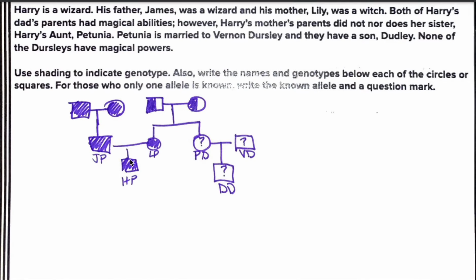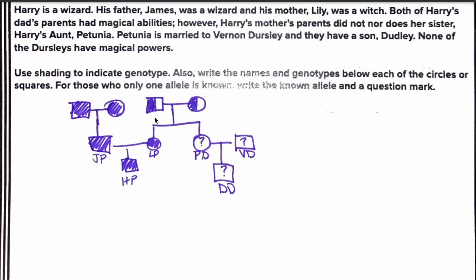And we get this vertical line up here that connects to this horizontal line between his two parents, James and Lily. Now notice the males are in squares and the females here are in circles. That's very important. Also, they're colored in, indicating that they have magical abilities. But notice the position of the line here in between James and Lily. That indicates mating. So we've got James and Lily, and then of course their offspring is Harry.